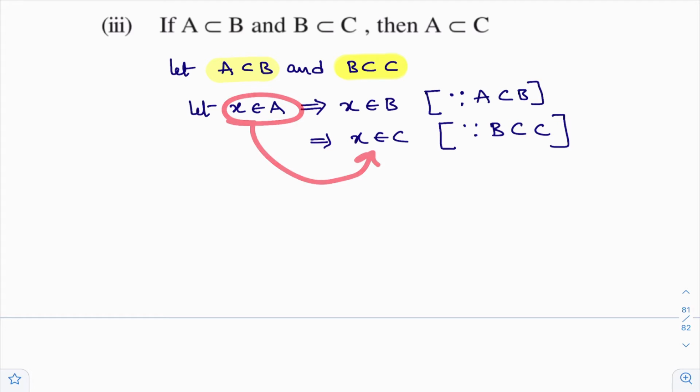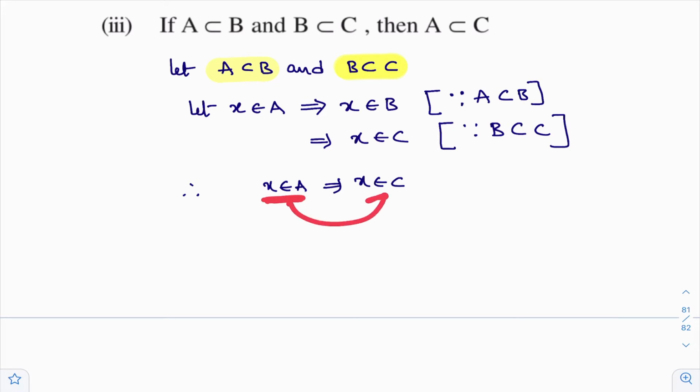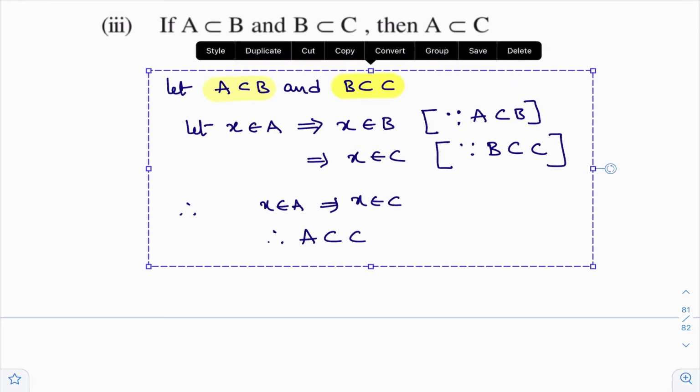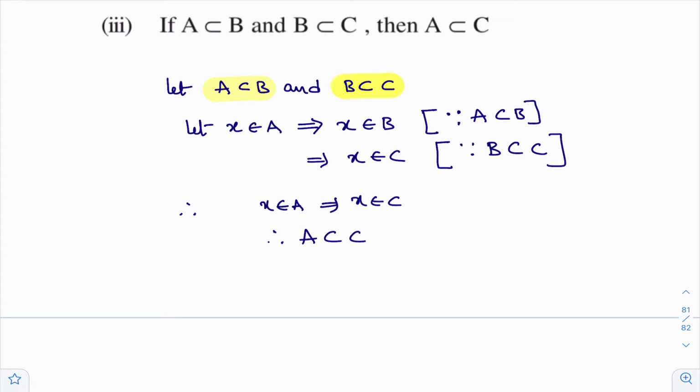So what is the conclusion here? Therefore, what I proved is that X belongs to A implies X belongs to C. So from this we can say that all the elements present in A are present in C. Therefore I can say that A is a subset of C. Now is this true or false? Yes, this statement is true. I'll write here, this statement is true.